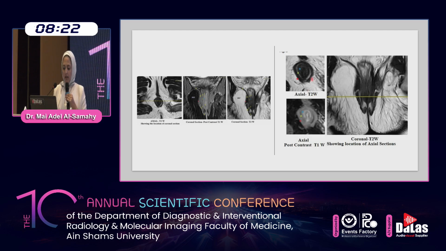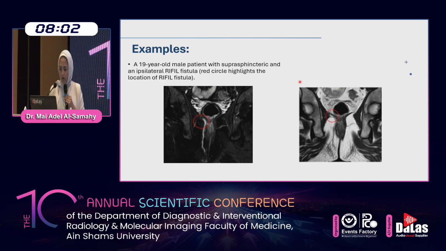This is an MRI illustration of what we just said. The blue asterisk is representing the internal anal sphincter. The yellow one represents the intersphincteric space, while the red one represents a potential space between the serosal covering and the muscle of the external anal sphincter. We will have some examples to make this more clear.